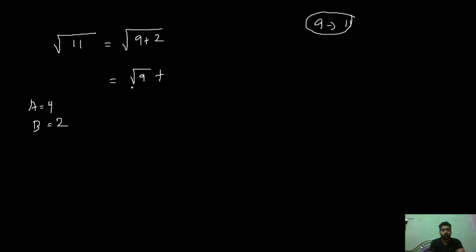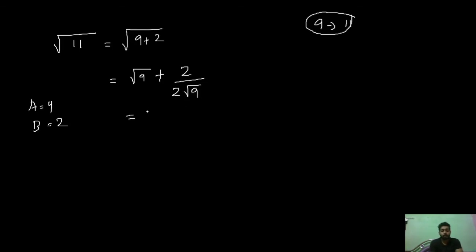Here again we know 9 is the nearest perfect square number to 11. So we can write 11 as 9 plus 2. Now the formula is as follows: root over of 9 plus b. Here a is 9 and b is 2. The formula gives root over of 9 plus b, which is 2 by 2 into root over of 9.